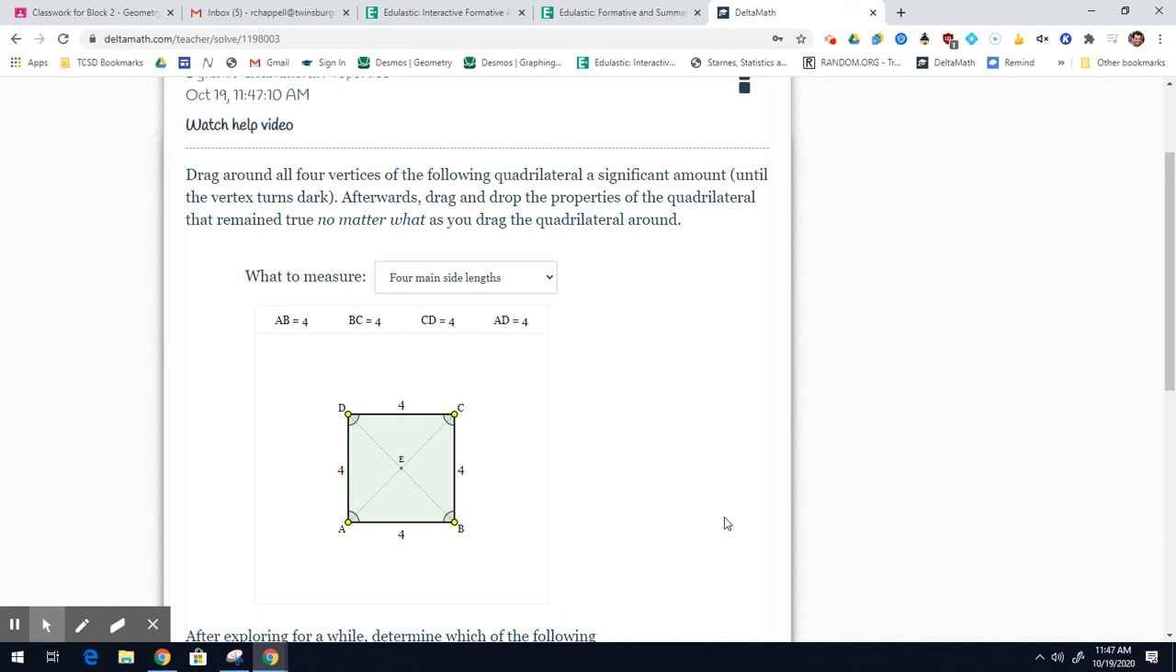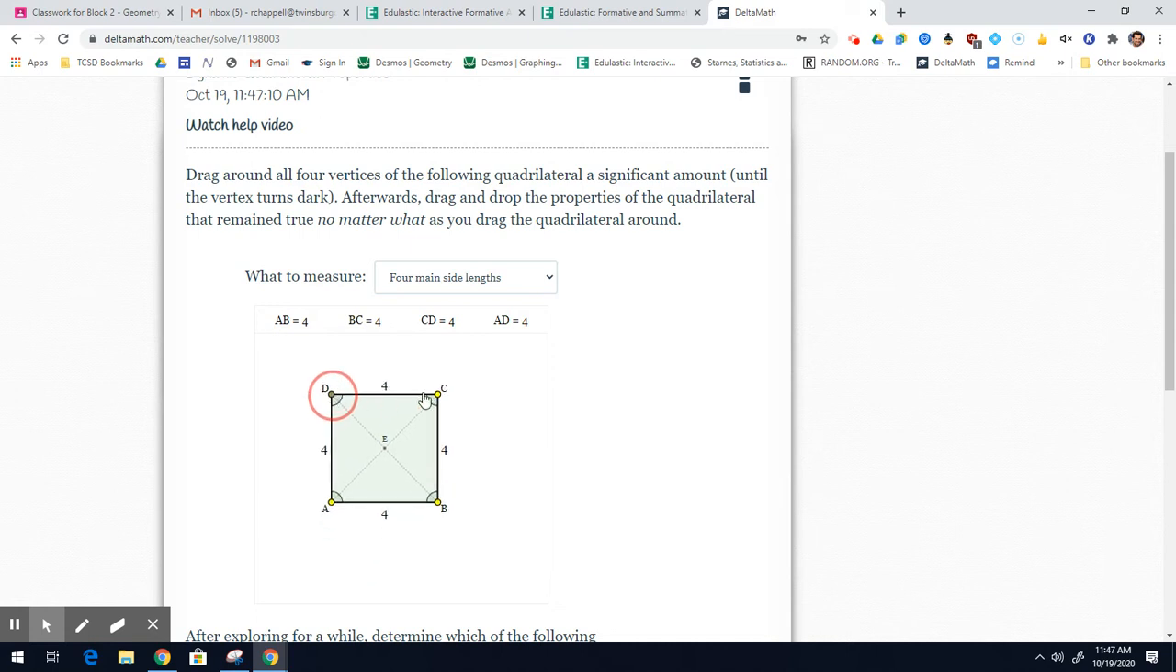All right, so in this problem here, we're going to take a look at all the different relationships. So it says drag around all four vertices of the following quadrilateral a significant amount until the vertex turns dark. So I'll do that with you right now.